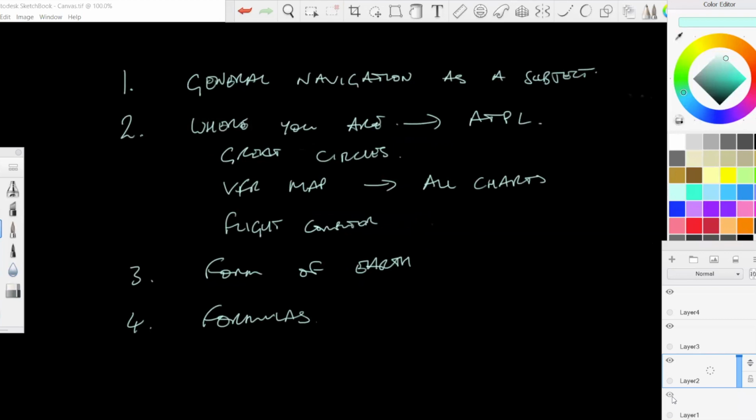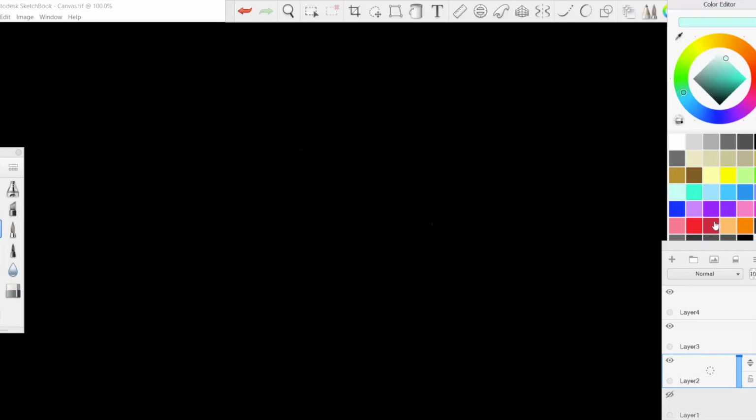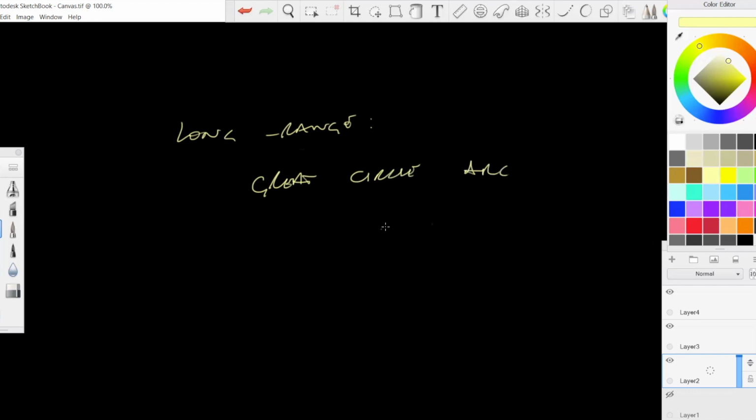Okay, so now we're going to look at where you are and going into ATPL. I mentioned first great circles there. For long-range navigation, the great circle is important because a great circle arc is the shortest distance between two points on a spherical surface. Now, we haven't covered the form of the Earth yet. I say these subjects should be taught together, right? When we mention the form of the Earth, we'll see the Earth isn't quite a sphere.